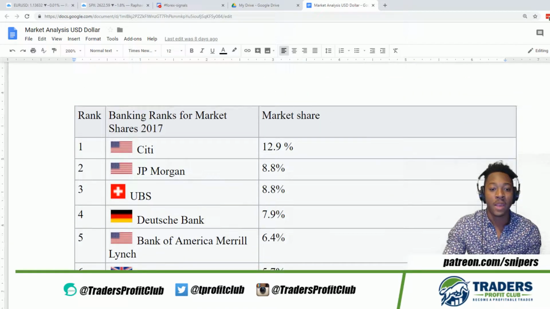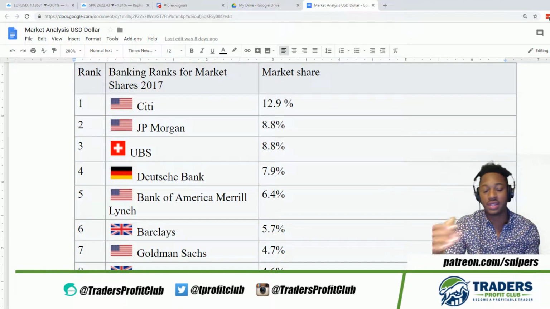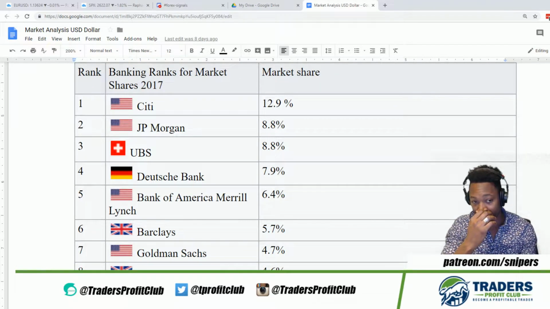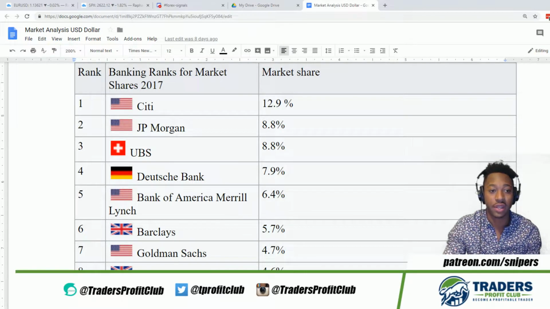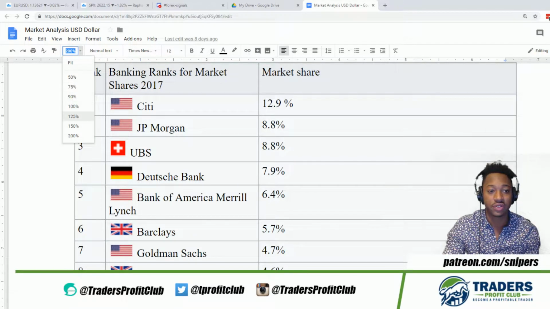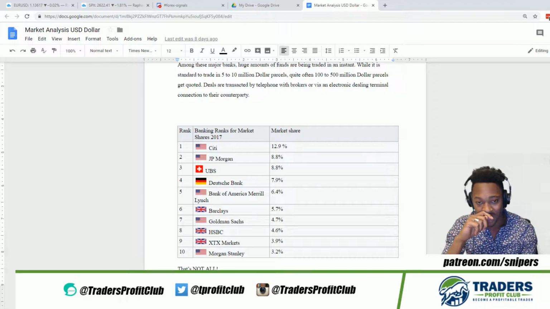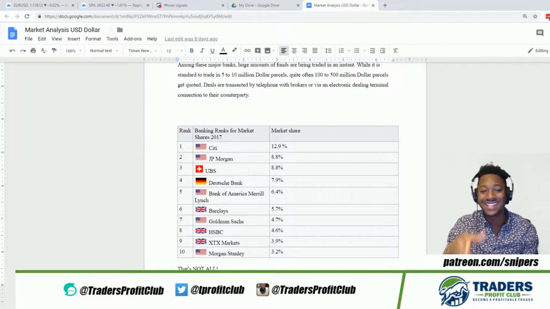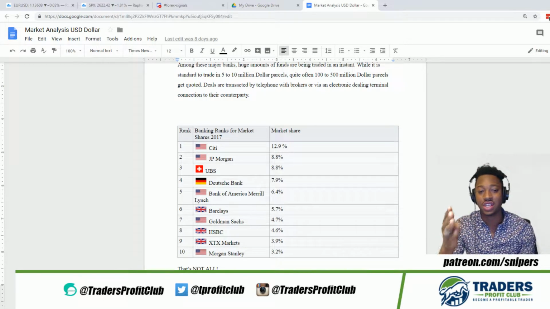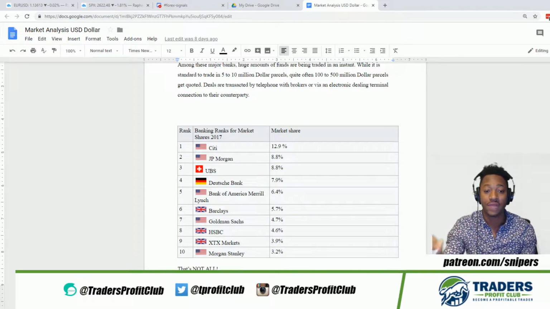So this is a market share percentage. If you guys are in the Forex market, you can take a screenshot of this, or I can put this in Discord, but these are the ratings of 2017. I'm going to have an update of 2019 once that's available, of the ranking systems of shares in the foreign exchange markets. Citibank has 12.9, JP Morgan has 8.8, UBS has 8.8, Deutsche has 7.9, and so forth. These are the high percentage rollers in the market, okay?